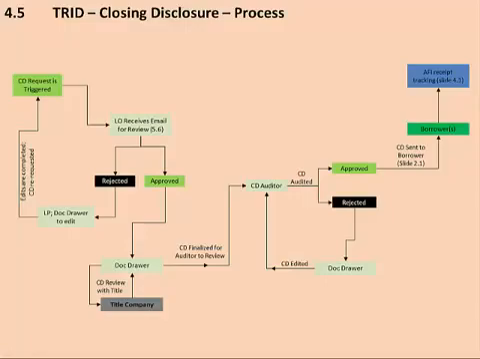Once the CD is prepared, the CD preparer will then forward it to the CD auditor. The CD auditor will review the CD and work with the CD preparer on any issues. Once the CD auditor has approved, the CD will be sent via e-disclosure to the borrowers. The LO, LOA, and LP are notified when the CD is sent to the borrower.